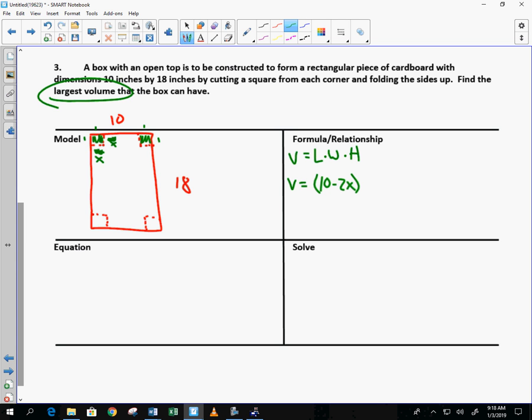Yep. So now we're going to determine the length. What's the length going to be? 18 minus 2x. Whatever x is, multiply it by 2. That's what we get rid of. What's the height going to be? Just x. As you fold up this side, it's going to have a height of whatever you cut.